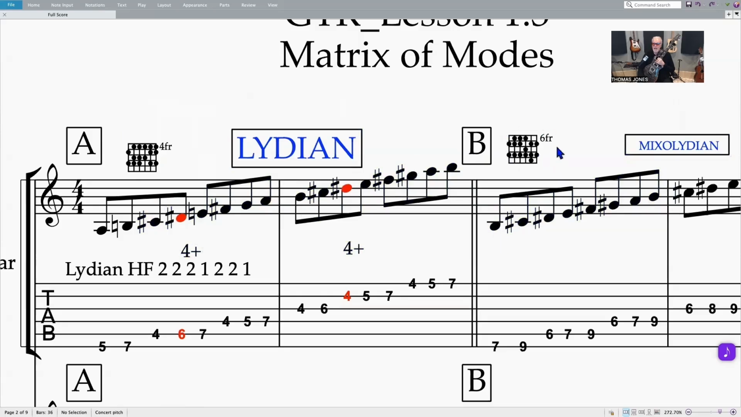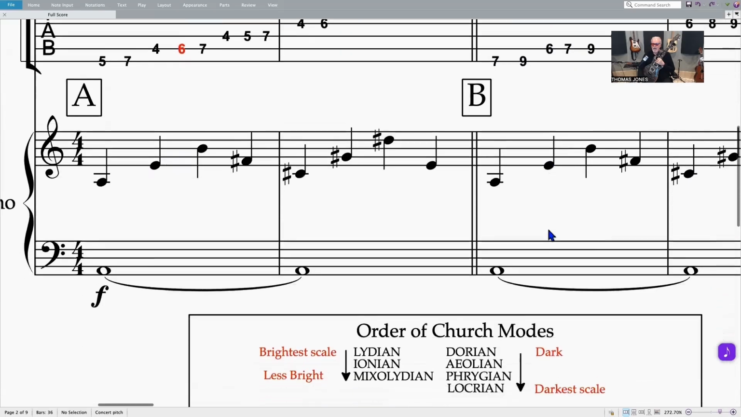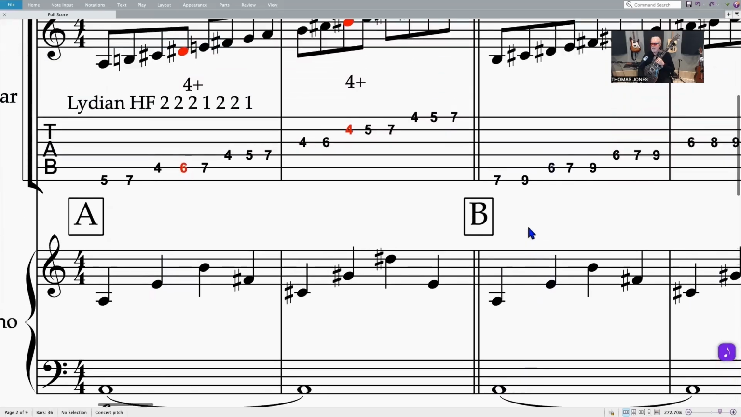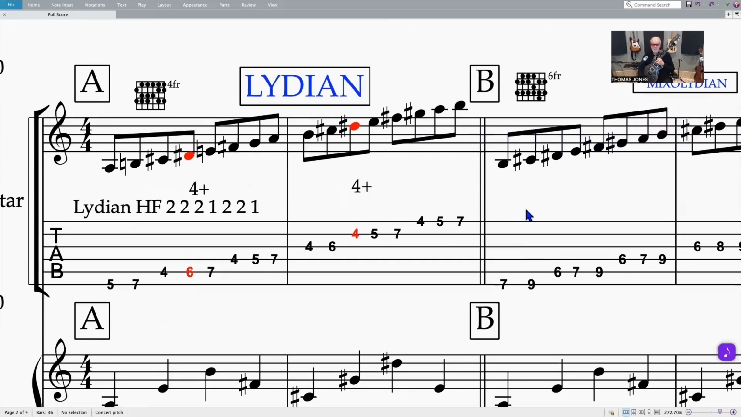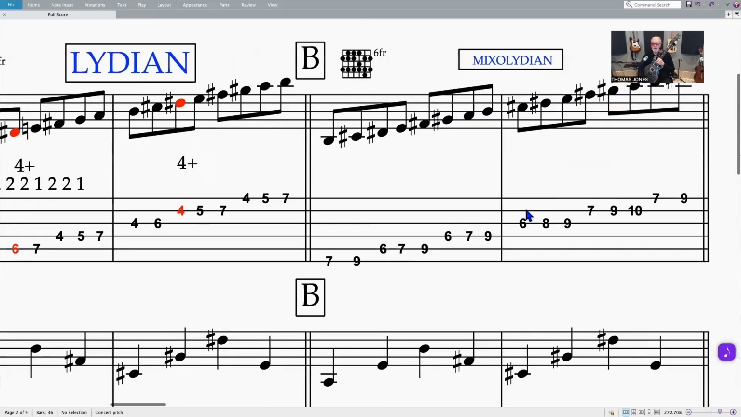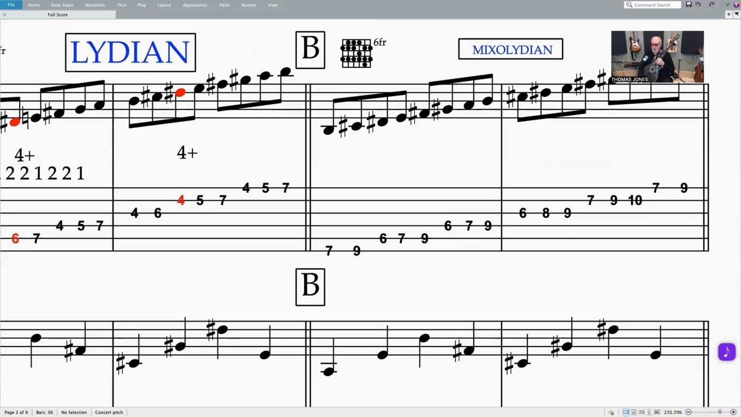All right, the A Lydian becomes the Mixolydian, unless you put an A underneath it, then it's still a Lydian. You're just starting on the second step of the scale. All right? That's what this is all about.